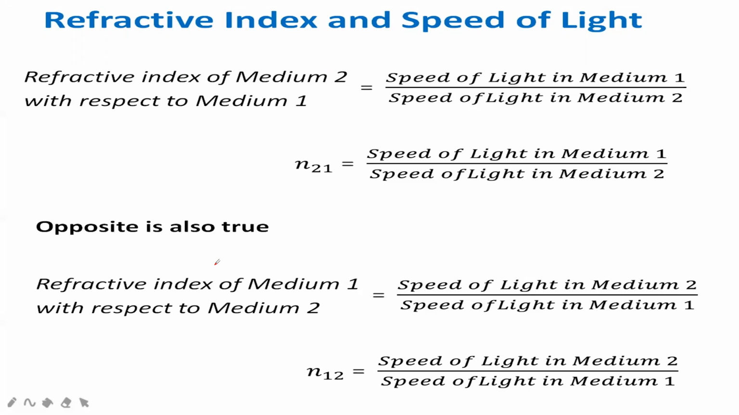Again, refractive index of medium 1 with respect to medium 2 will be speed of light in medium 2 upon speed of light in medium 1. Or you can write n12 is equal to v2 upon v1. For absolute refractive index, the formula will be n is equal to speed of light in air upon speed of light in the particular medium, which is equal to c upon v.